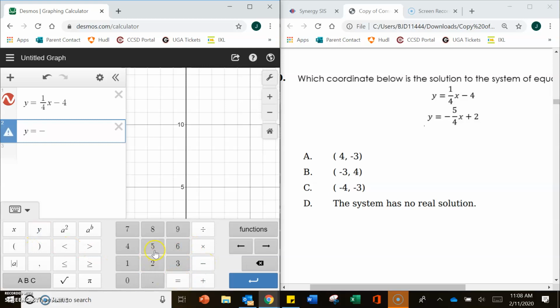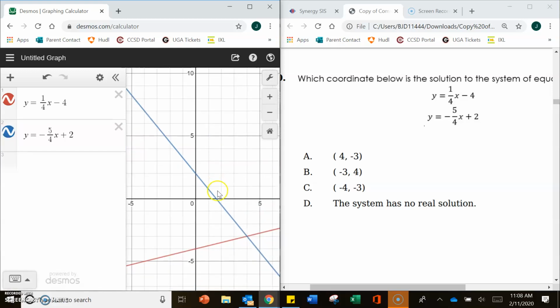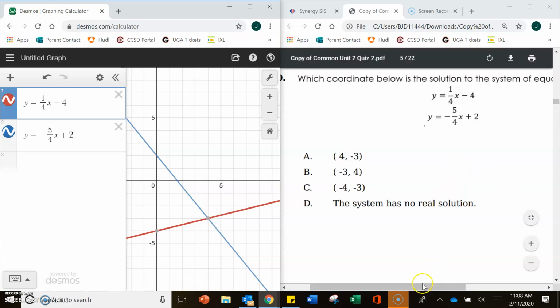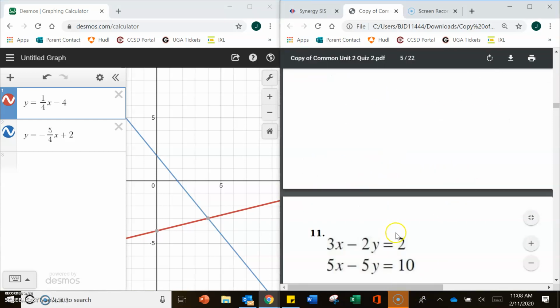Plus 2. All right, so obviously, remember, I can't see both graphs, so you can click and drag, and all I need to see is where they intersect. Boom, that's perfect. So the answer would be 4, negative 3, which is A. Any questions? All right, moving on to number 11.